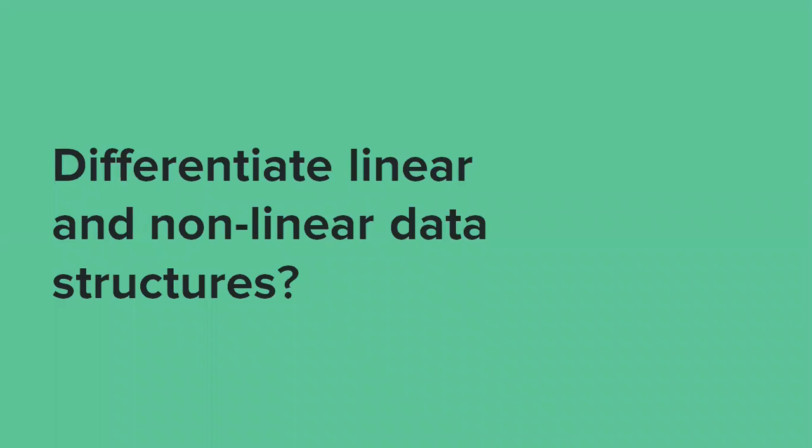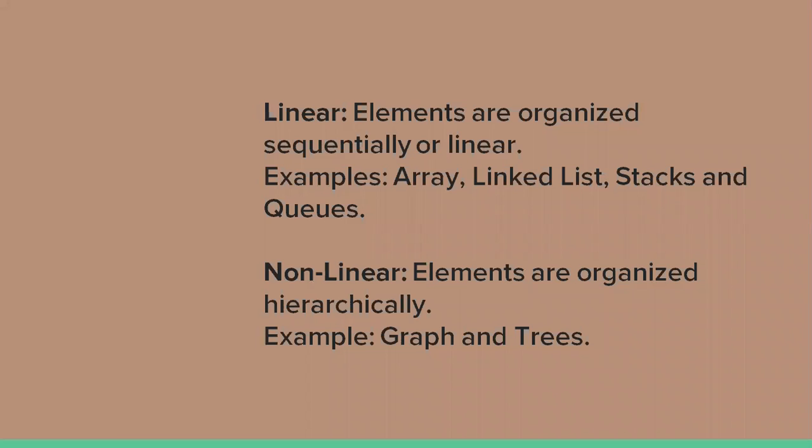Differentiate between linear data structures and non-linear data structures. In linear data structures, the elements are organized sequentially or in a linear fashion. Examples of linear data structures are arrays, linked lists, stacks, and queues. Whereas in non-linear data structures, elements are organized hierarchically. The elements won't be in linear fashion. Examples of these data structures are graphs and trees.